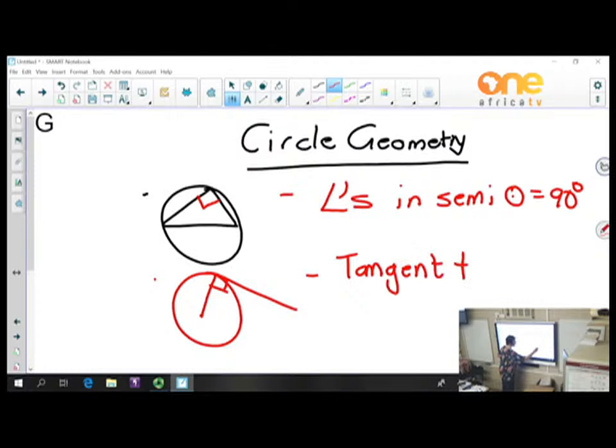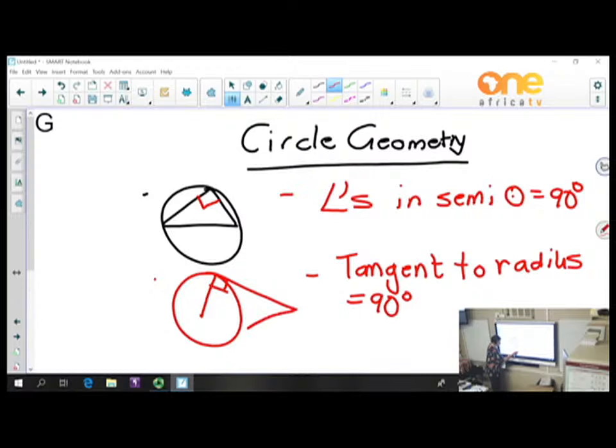The tangent is a straight line. To the radius is 90 degrees. Don't just say tangent. You're going to give reasons. Tangent to the radius is equal to 90 degrees. The tangent to the radius is 90 degrees. I didn't give you a paper because I want to draw the pictures so that you can understand it better.